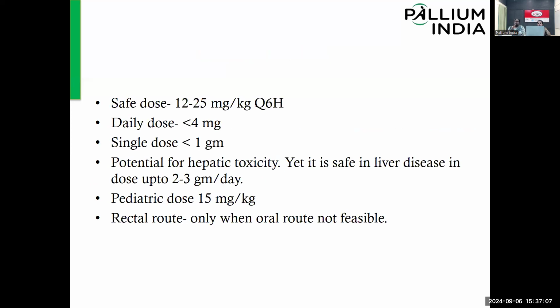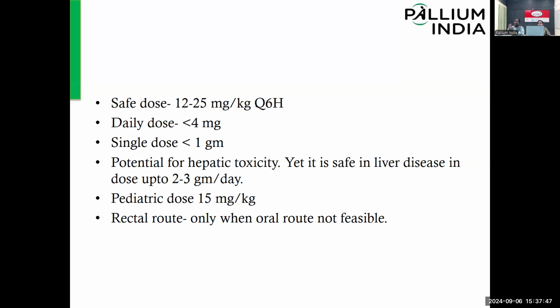This is the safest dose and the maximum dose we can give for paracetamol. The safe dose is 12 to 25 milligram per kg 6th hourly, and the daily dose should be less than 4 gram. We can give 1 gram 6th hourly as the maximum. That is 4 gram per day as the daily dose, and the single dose should be less than 1 gram, and the potential for hepatic toxicity is very high. But paracetamol can be used safely in liver disease up to 2 to 3 gram. The normal dose should be 4 gram per day.